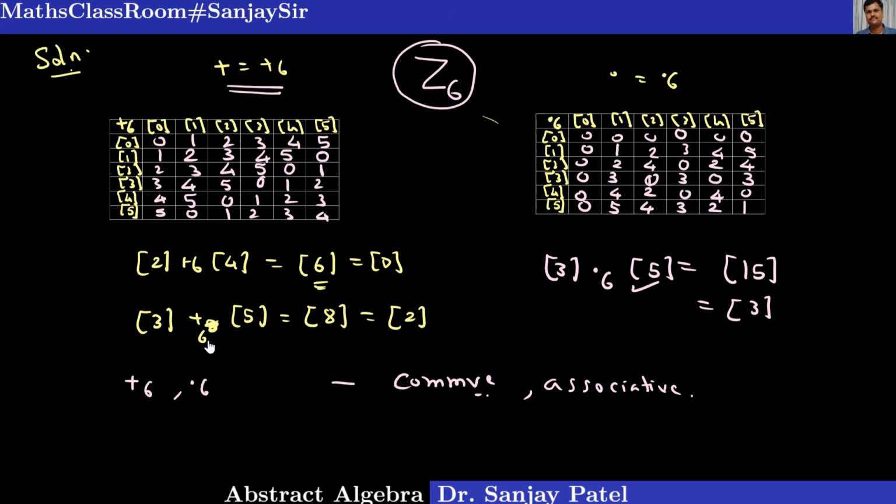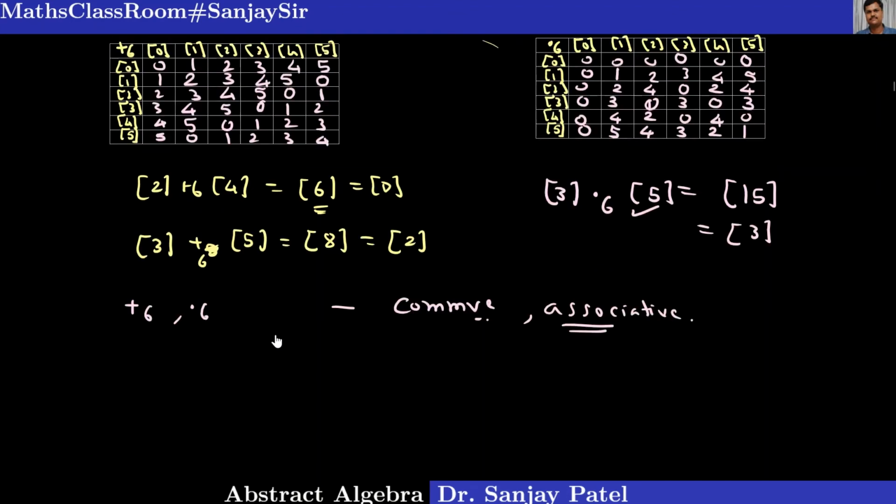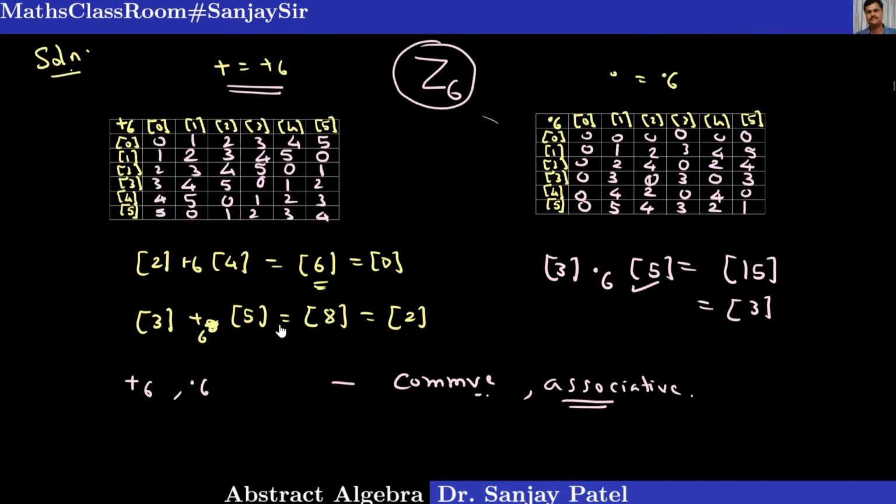So in general, addition modulo n and multiplication modulo n both are commutative binary operations, and we are assuming that it is associative. No need to prove that. Okay. Now we are focusing on the special things, like what is the zero of this ring? What is the zero element of this ring?